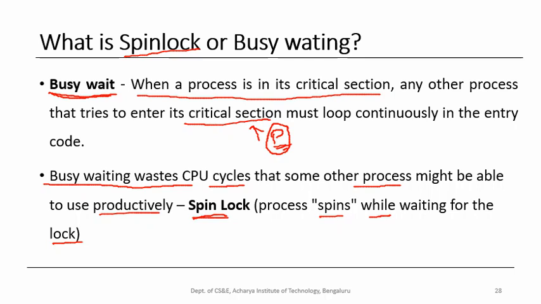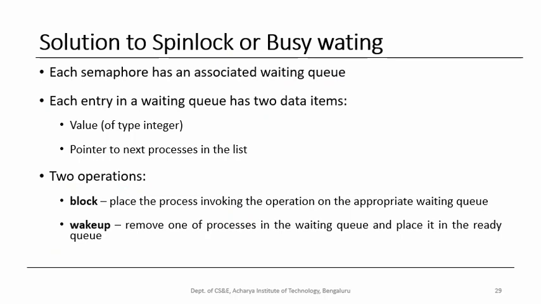So this is the issue, or this is the problem. We are wasting a lot of CPU cycles which could have been effectively utilized. In the next slide we will see what the solution for this is and how that solution can be implemented by modifying the original definitions that we gave to wait and signal operations. Okay, what is the solution to the spin lock or busy wait problem?